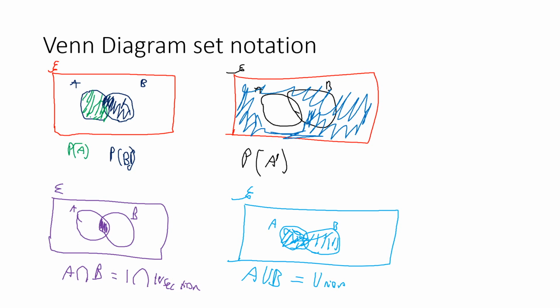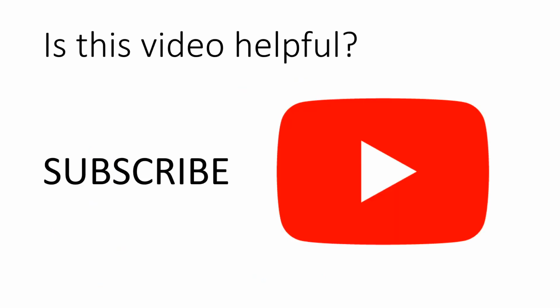These are the four fundamental ways that you can write your set notation, and everything else is just a combination or realignment of these core set notations. A union B, A intersection B, probability of A, probability of B, and the probability of not A. Is this making sense so far?